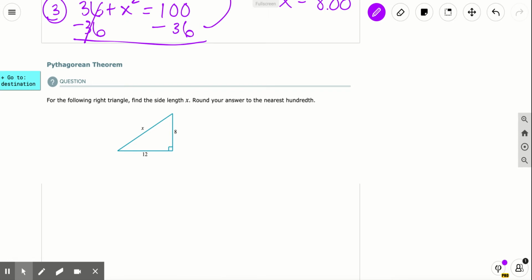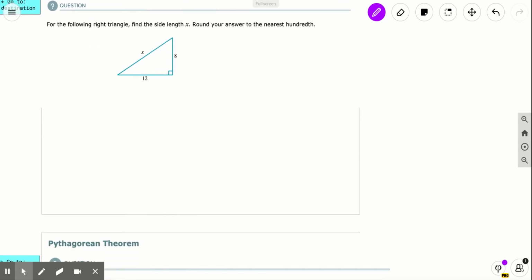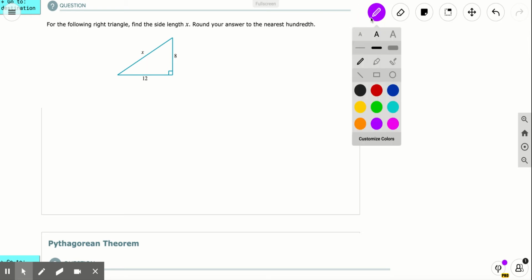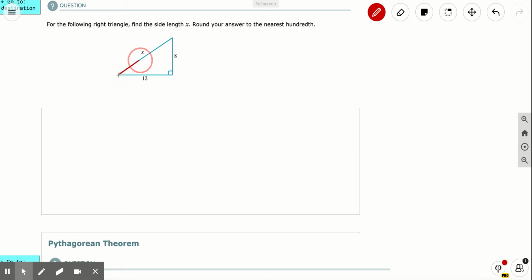Let me go ahead and move this down. There we go. It says, for the following triangle, find the side length x. Round your answer to the nearest hundredth again. I changed colors because why not? First thing you go, oh my gosh, look, it's a right triangle. That means I can use the Pythagorean theorem. Yay! Identify the hypotenuse. The hypotenuse is opposite the right angle, and it is x.